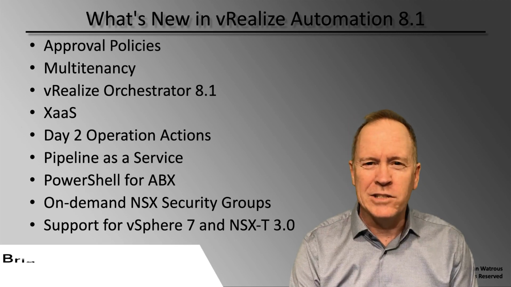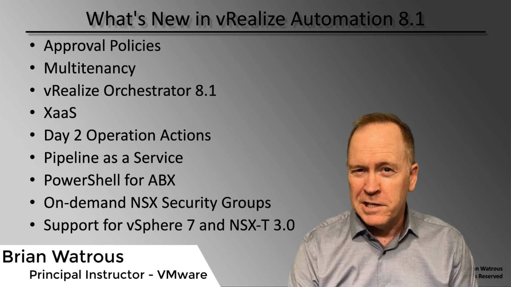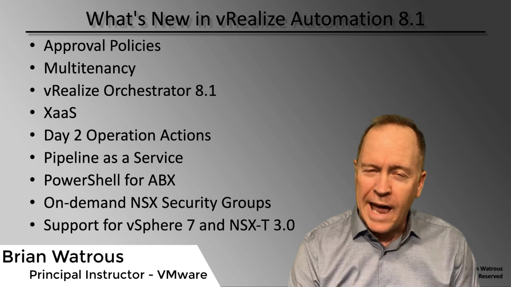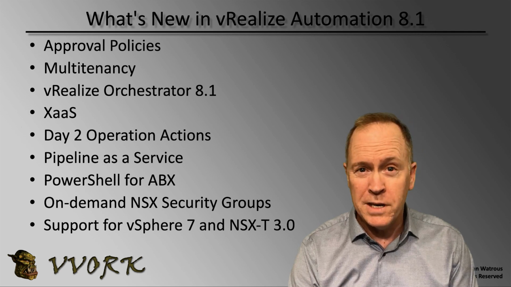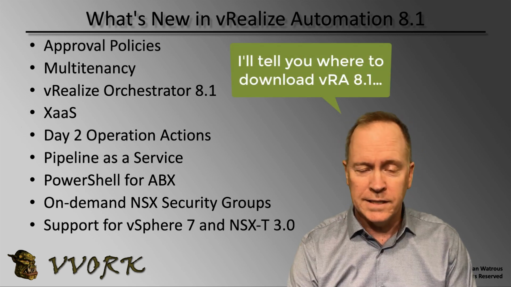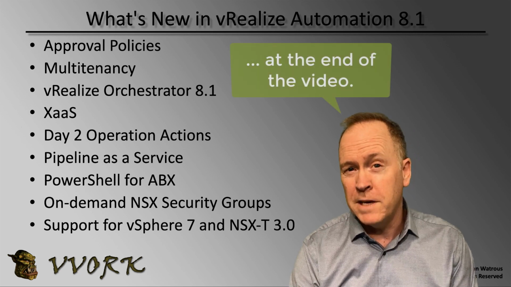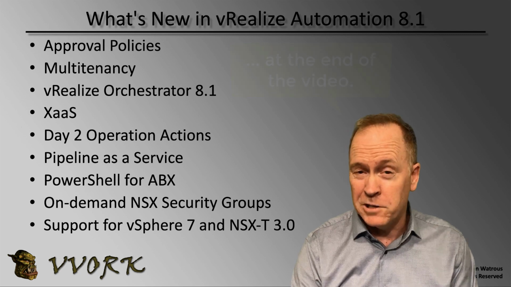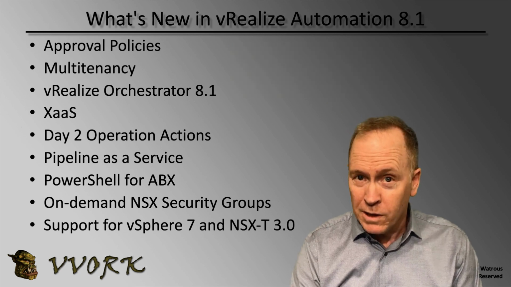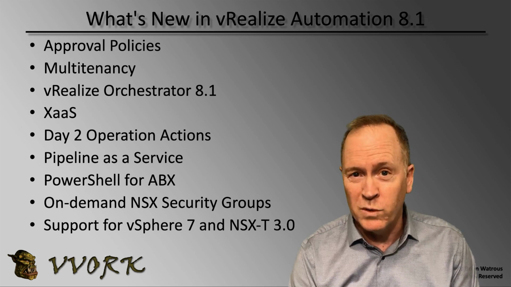Okay, let's take a look at these new features in vRA 8.1. The first feature listed here, approval policies, actually existed in earlier versions of vRealize Automation. vRA 7.6 and earlier had approval policies, but the first versions of vRealize Automation 8 did not. This is a feature that many of you have been clamoring for, and now in vRealize Automation 8.1 we have approval policies.